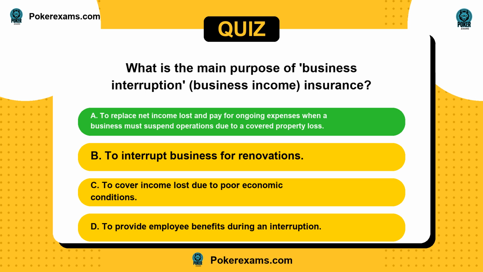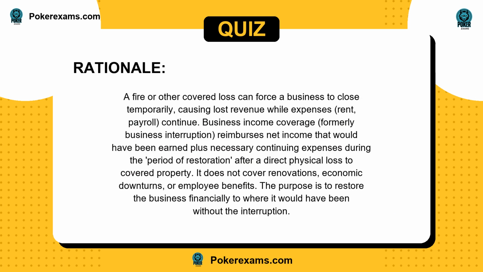The answer is A. A fire or other covered loss can force a business to close temporarily, causing lost revenue while expenses, rent, payroll continue. Business income coverage, formerly business interruption, reimburses net income that would have been earned plus necessary continuing expenses during the period of restoration after a direct physical loss to covered property. It does not cover renovations, economic downturns, or employee benefits. The purpose is to restore the business financially to where it would have been without the interruption.